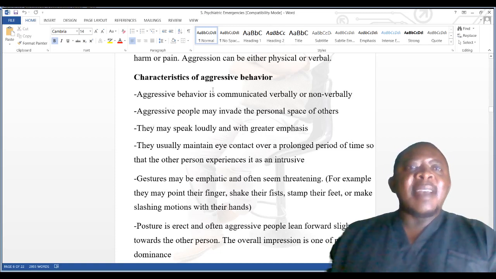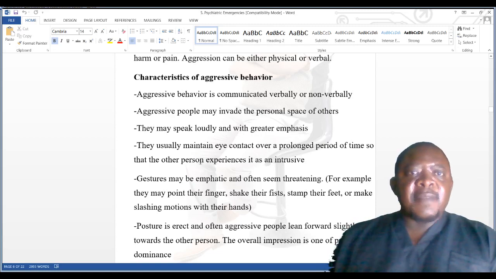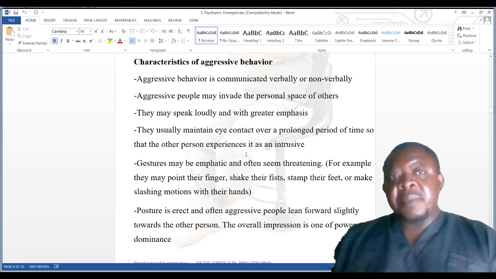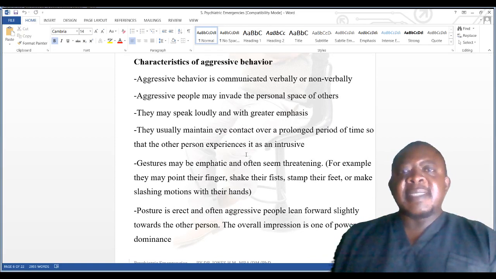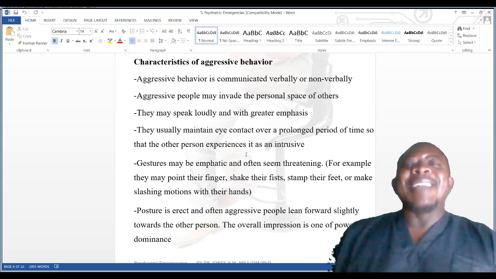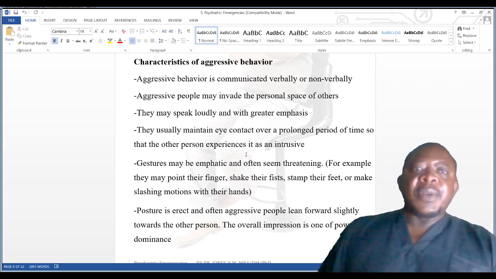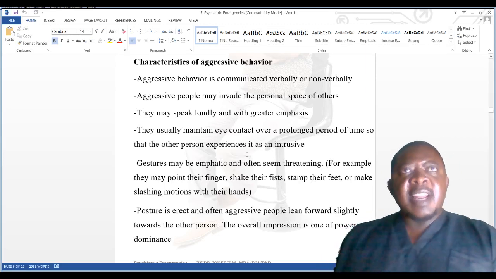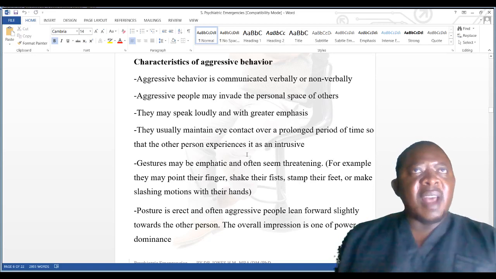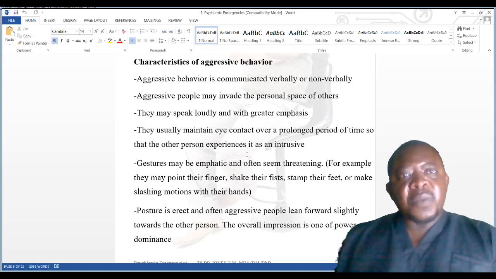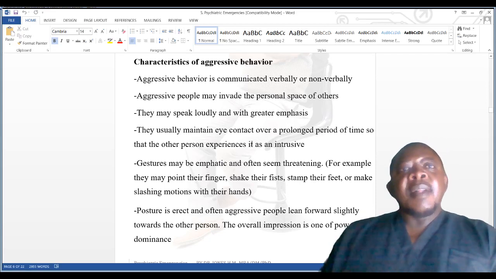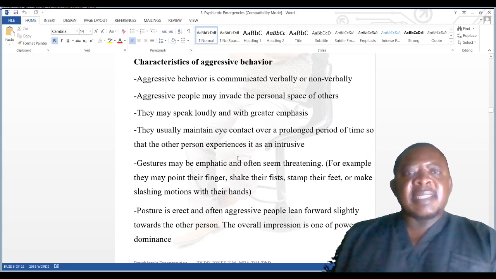Then the other characteristic that can be seen with aggressive behavior is they usually maintain eye contact over a prolonged period of time so that the other person experiences it as intrusive or as intimidation. One will just look at you for a long time so that you look the other way. So that's what aggressive people necessarily do. The other characteristic of aggressive behavior is that gestures may be emphatic and often seem threatening.